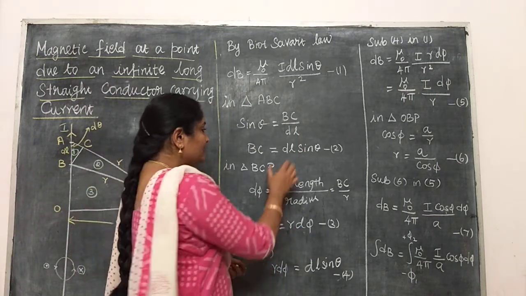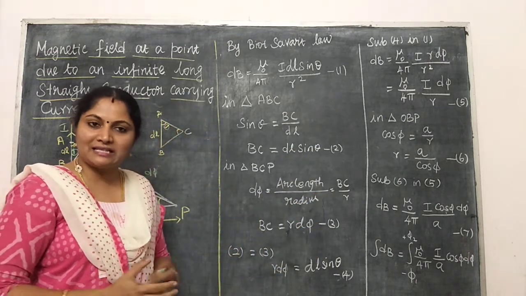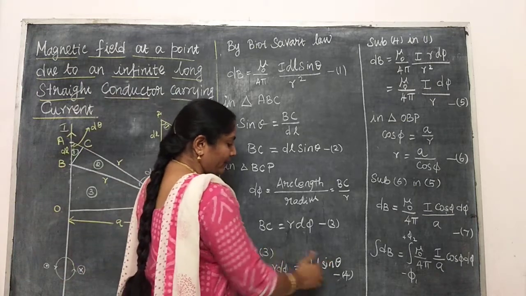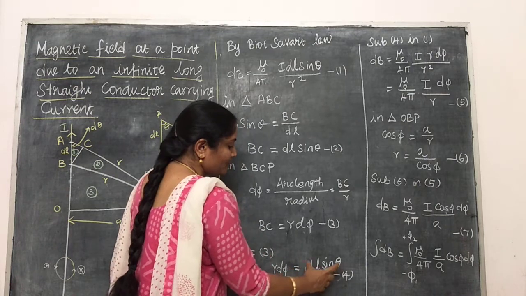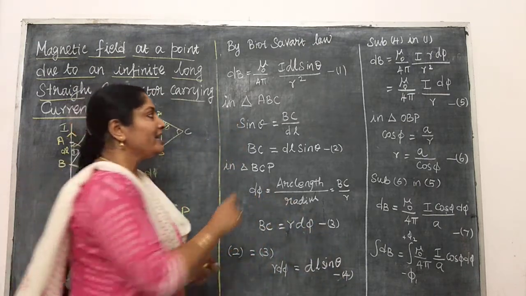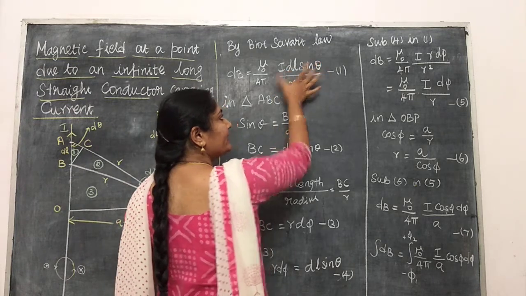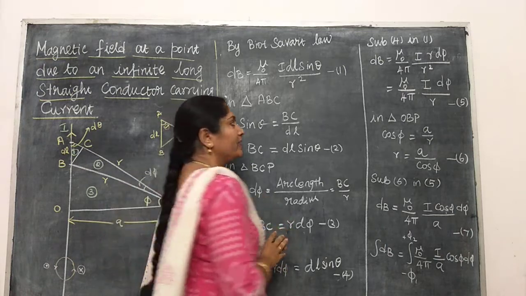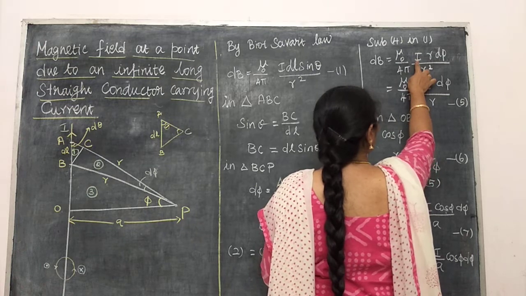Okay. So see, compare equation number 2 and 3. LHS is the same, so we can equate the RHS. So r d phi is equal to dl sin theta. Substitute this value of equation number 4 in equation number 1, which is the Biot-Savart law. We can substitute dl sin theta as r into d phi. So see here, dB is equal to mu naught by 4 pi I.